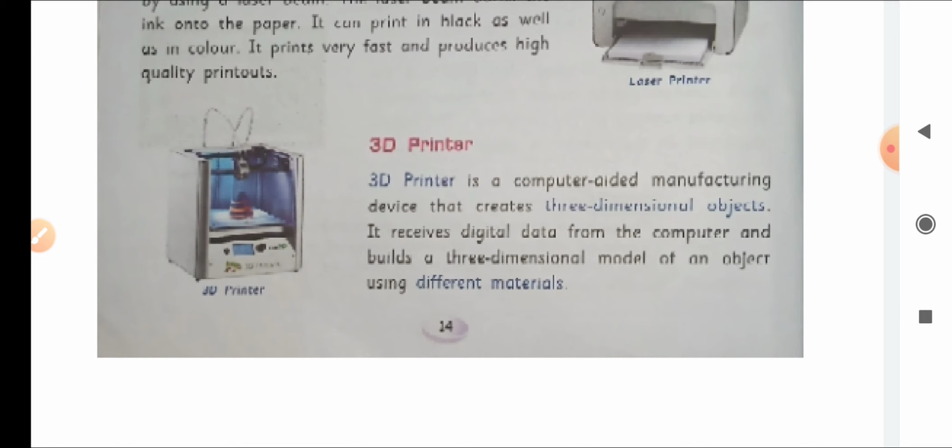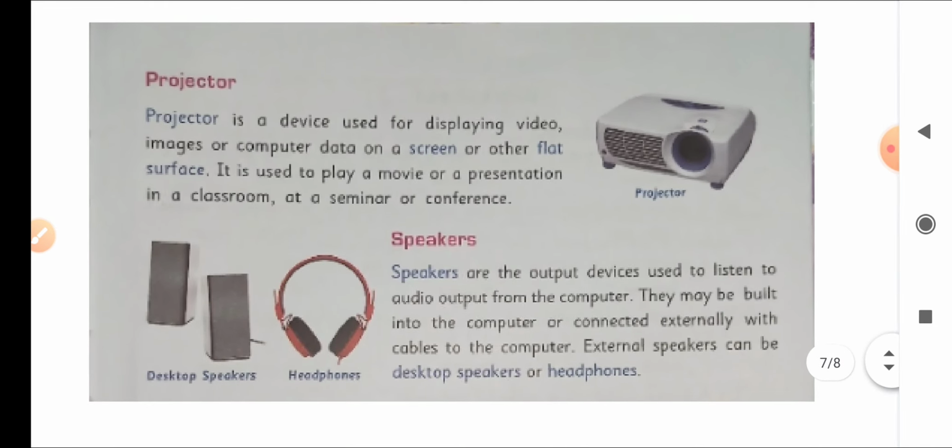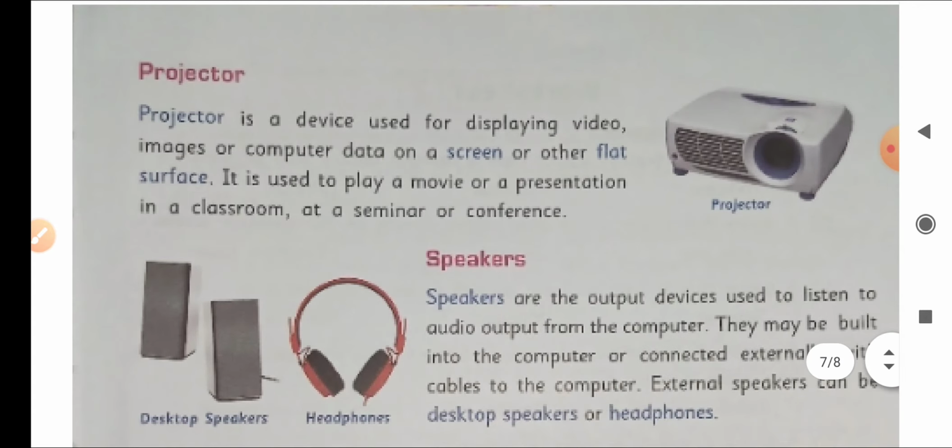It gets the signals from the computer. Okay, digital data it receives from the computer, and then it builds a model of the object by using different materials. Now the next one is the projector. All of you are very familiar with this device. This is also a type of output device.